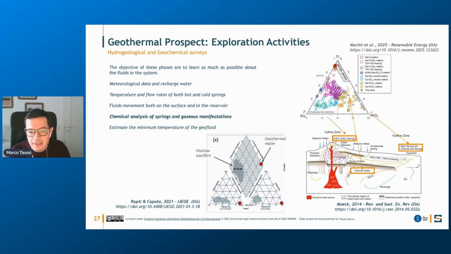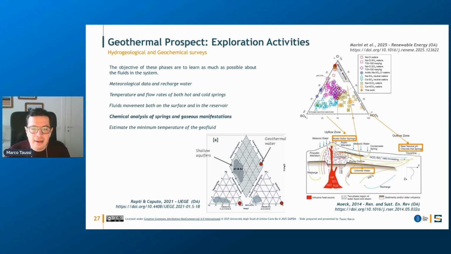For example, in volcanic contexts, the chemical composition of the main species dissolved in the aquifer can indicate whether we are in an upflow zone, potentially associated with the rise of magmatic fluids, or in an outflow zone, located more peripherally and farther from the heat source. In the latter case, the water may represent reservoir water or more superficial water that has also interacted with other dissolved gases.